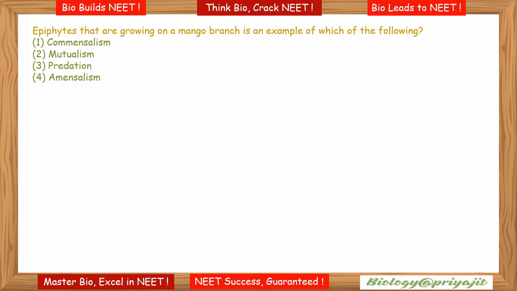Next, epiphytes growing on a mango branch is an example of which of the following? The answer will be commensalism, because in commensalism one species benefits while the other is neither harmed nor benefited. Epiphytes growing on mango branches gain physical support and access to sunlight while the mango tree is unaffected. This is a classic example of commensalism.